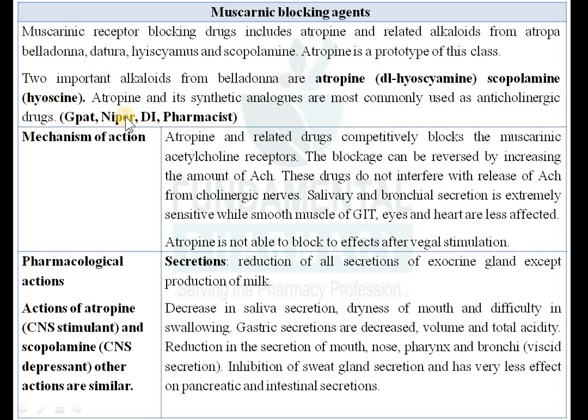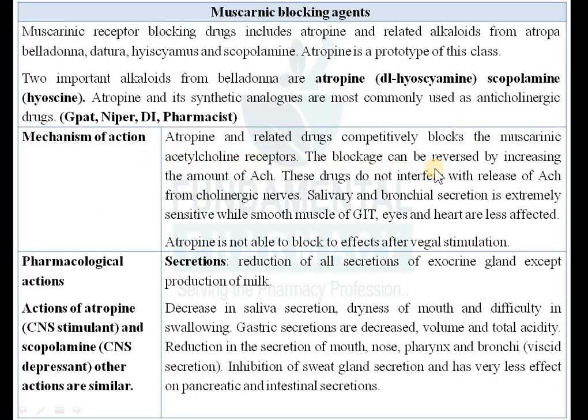Okay, that we have seen in the pharmacology. Then atropine and its semi-synthetic analogs are most commonly used as anticholinergics. Okay. So now what is the mechanism of action? Atropine and related drugs competitively block the muscarinic acetylcholine receptor.